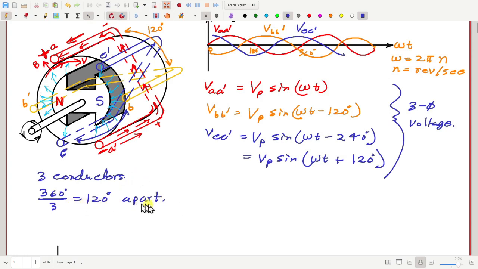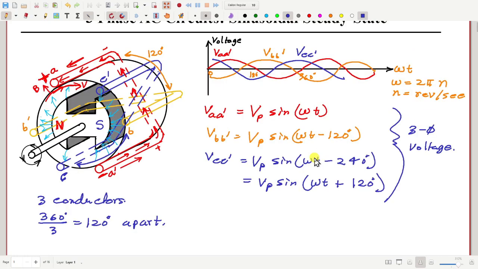Okay, and that is called 3-phase voltage. There are other possibilities also. We will talk about them when time comes. But this is the most common one. 3 conductors 120 degree apart. So 3 voltages with 120 degree phase difference between them. That is one point. Another point I should mention is that here I am showing, consider just this red conductor.